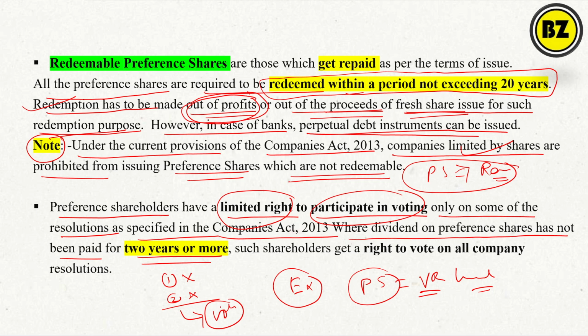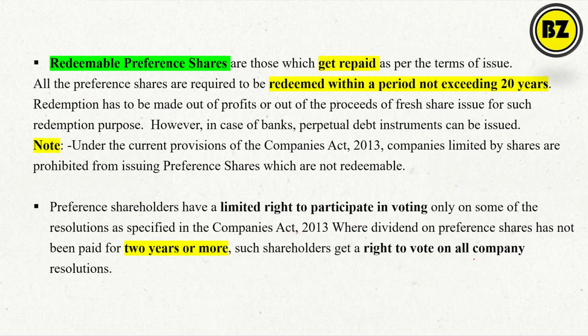Because this is the provision. First year dividend not paid, second year not paid, that means if for 2 or more years you are not getting the dividend on the preference share, in such cases the shareholder will get a right to vote on all the company resolutions. So if you are getting dividend on time, you have limited right. But if you are not paid dividend for more than 2 years, then you will have a right to vote on all company resolutions. Okay, so that means you can directly interfere with the company matters. You are not getting dividend, so you have the right to get involved in the company for voting purposes.